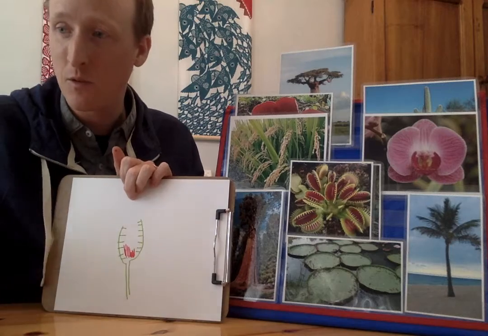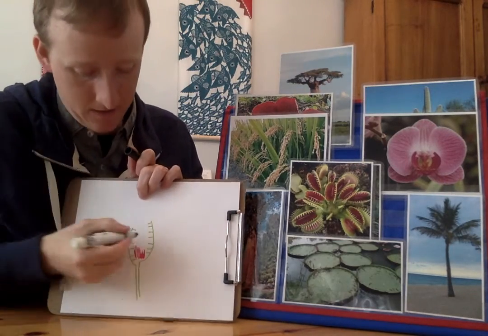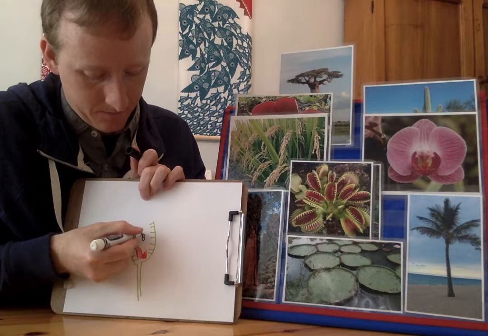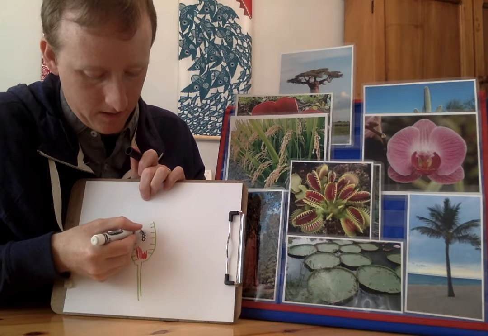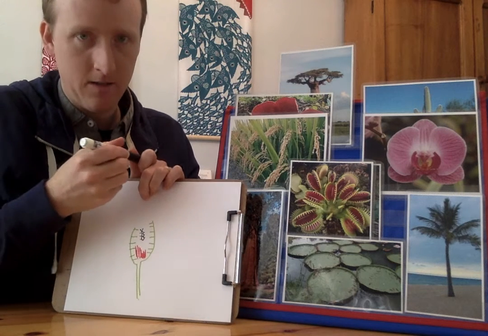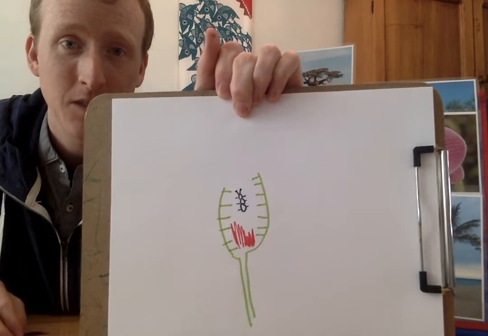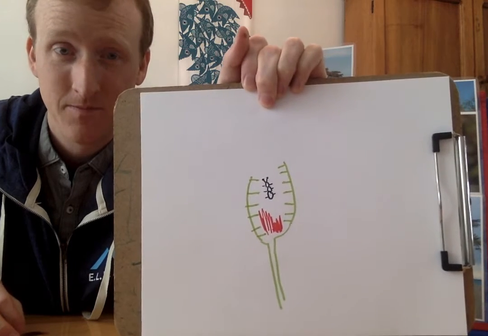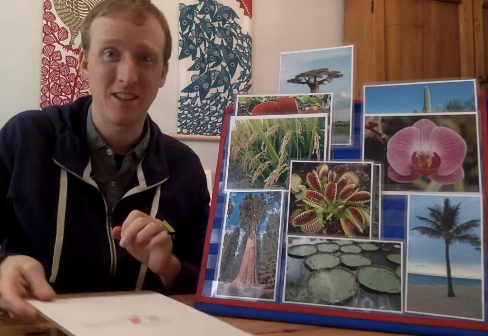And then I think what I'm going to do, I'm going to add a bug. I'm going to draw an ant. And this ant is going inside the flower. It's going inside of this Venus flytrap because on the inside, it tastes good. So this Venus flytrap can trap bugs because it has stuff in there that tastes good.